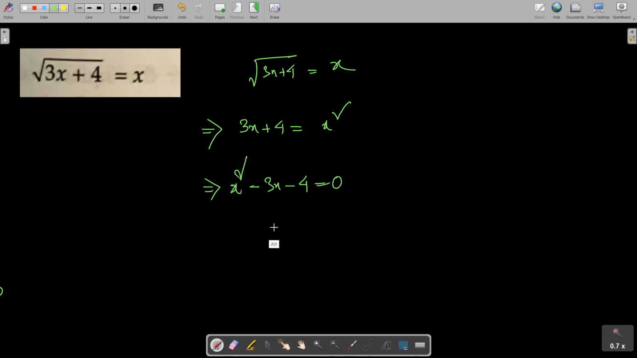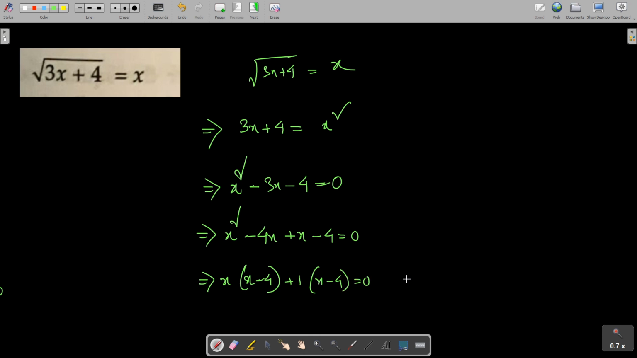Now what can we do? Let's split the middle term. We can write x square minus 4x plus x minus 4 equals 0. Now let's take common. So x will be x minus 4. Here we'll take plus 1 common. It will be x minus 4 equals 0. So what are the two factors? x plus 1 and x minus 4 equals 0. So the values we will get are minus 1 and 4.